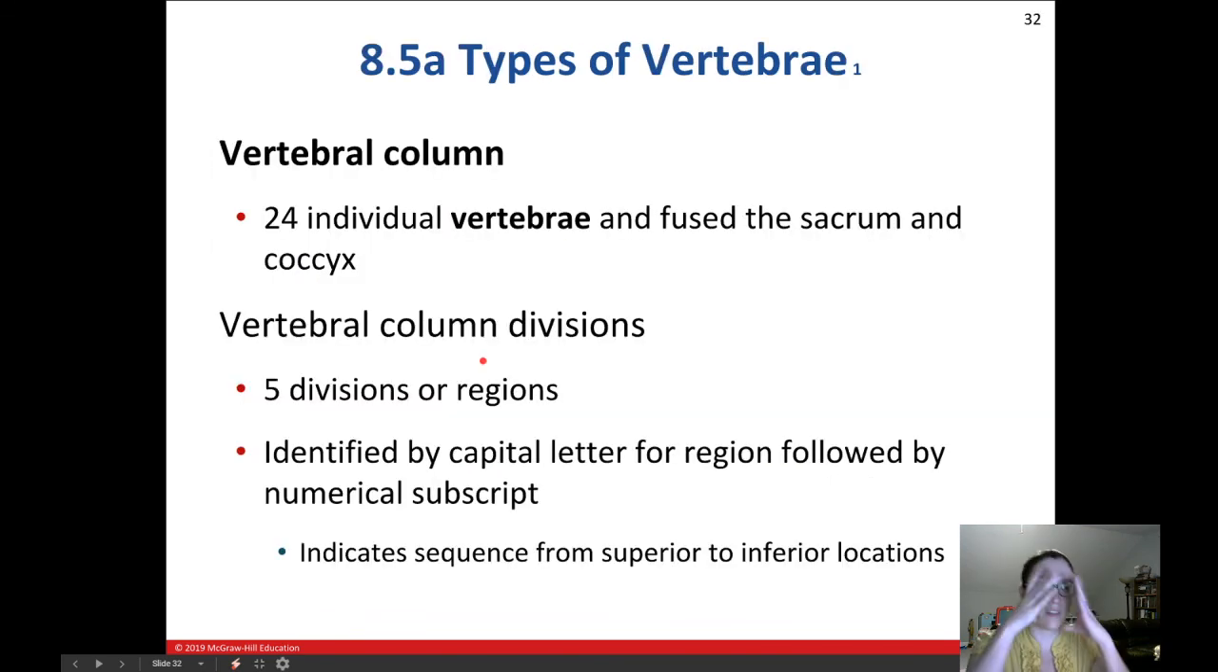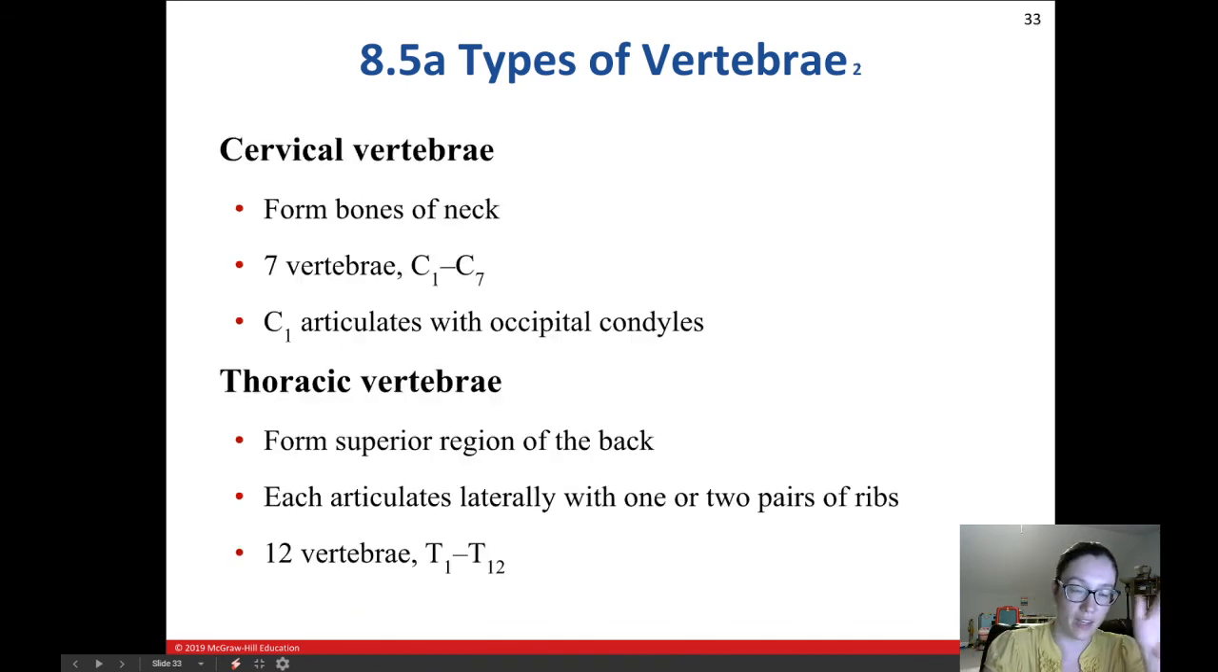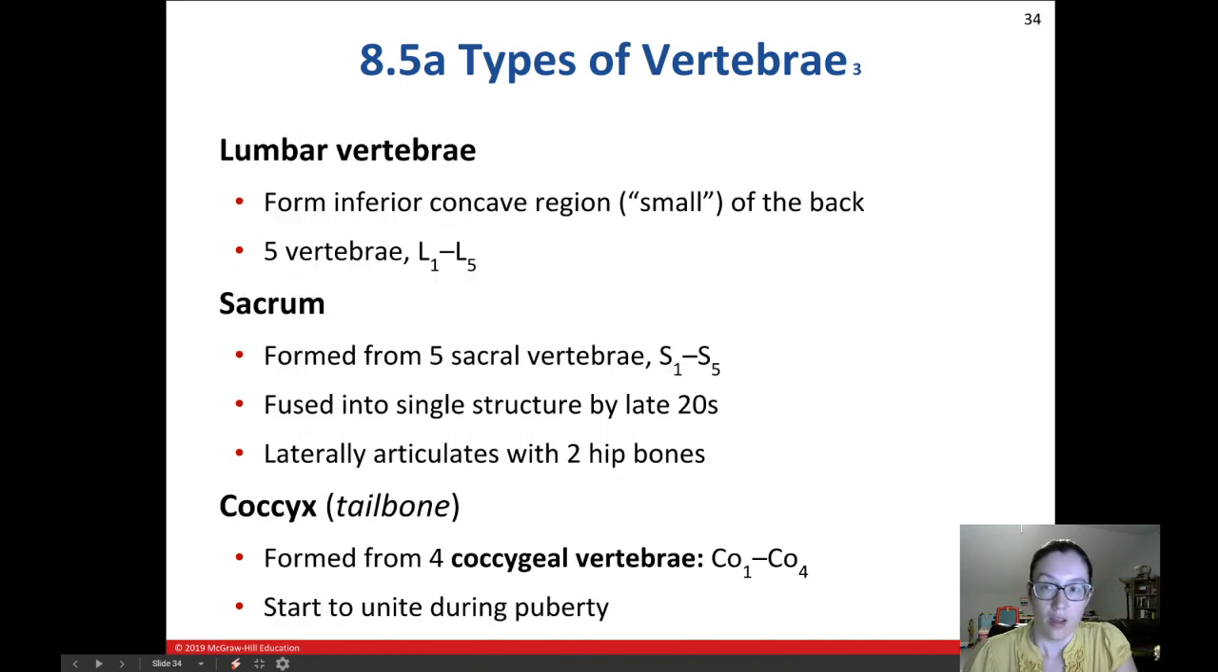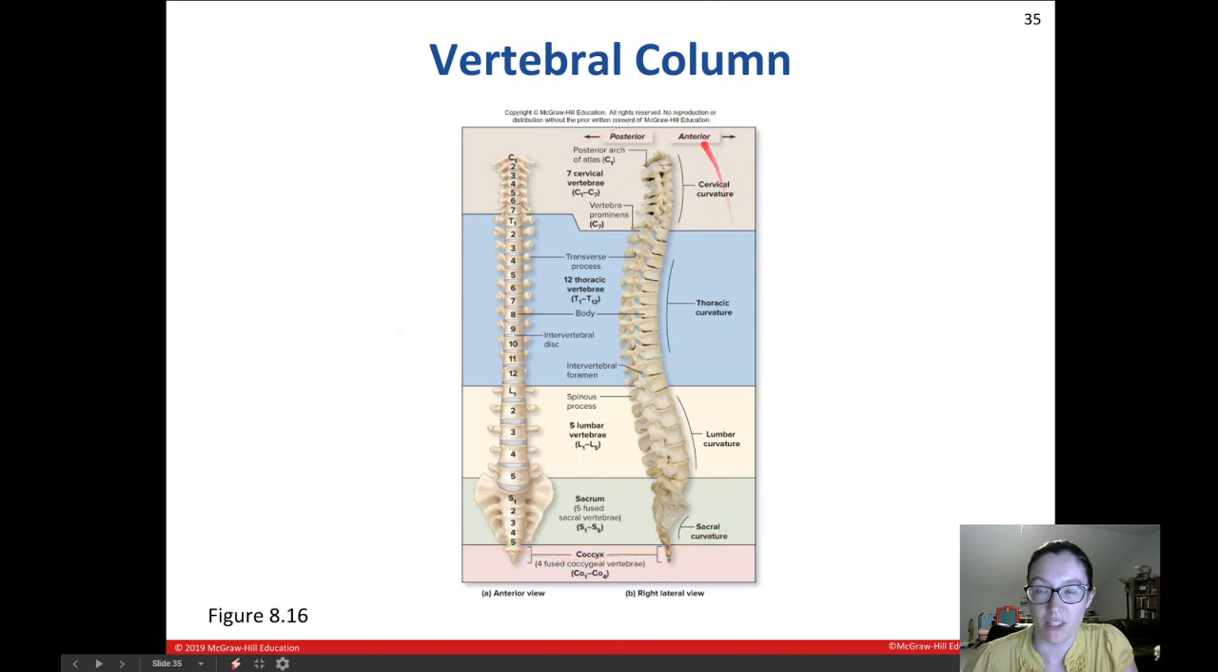Now we're going to move down from the skull and the hyoid bone to the vertebral column. We have 24 individual vertebrae, and then the fused sacrum and the coccyx, which are made up of fused vertebrae. There are 5 divisions in the vertebral column, identified by a capital letter for the region followed by a numerical subscript, which indicates the sequence from superior to inferior locations. It's a little complicated, but this picture really helps.